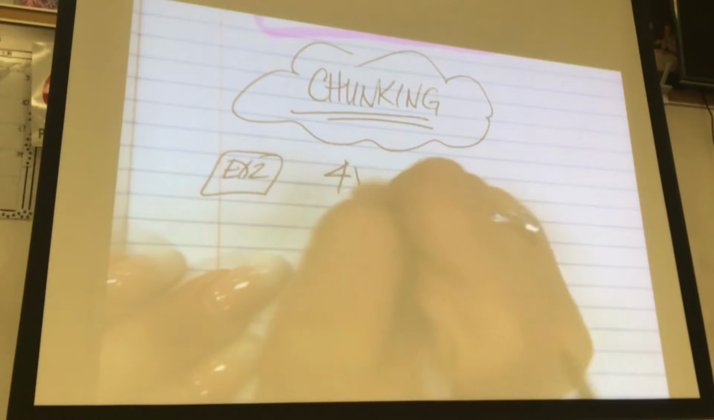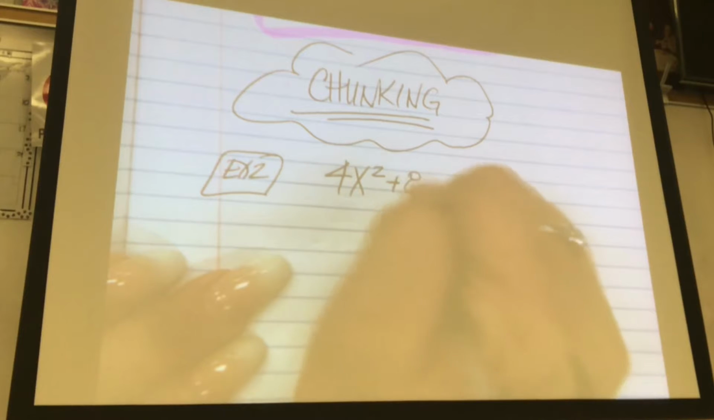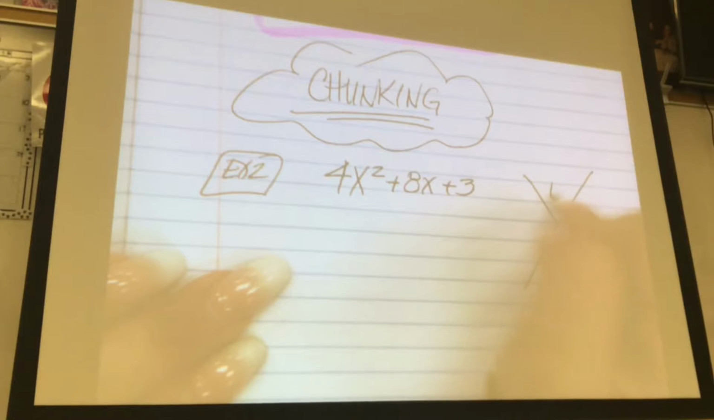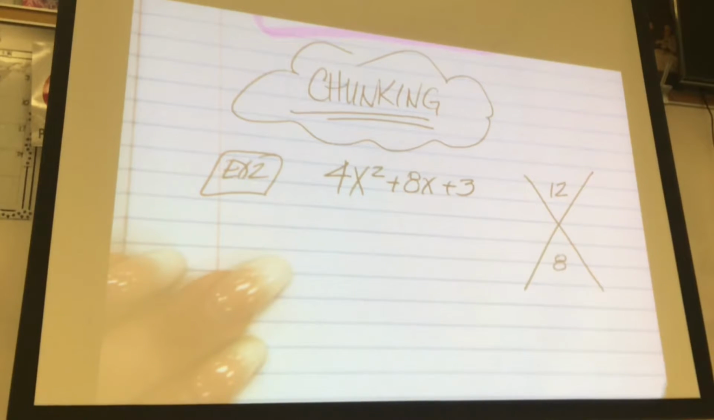Let's say we have 4x squared plus 8x plus 3. Here is a trinomial. So back in the day, or for your homework, I would tell you to do what multiplies to 12, adds to 8, and then I would make you do the lightning bolt. Let's run through this real quick. What multiplies to 12 and adds to 8? 6. Nicely done. You guys are much faster at this now.